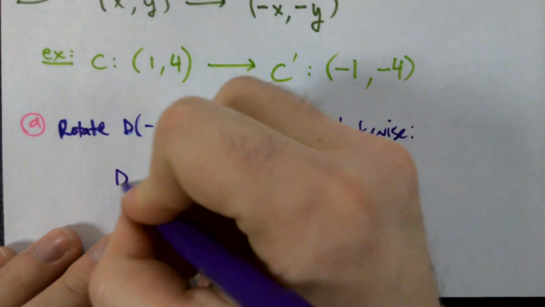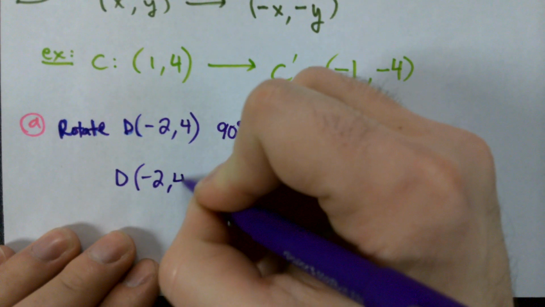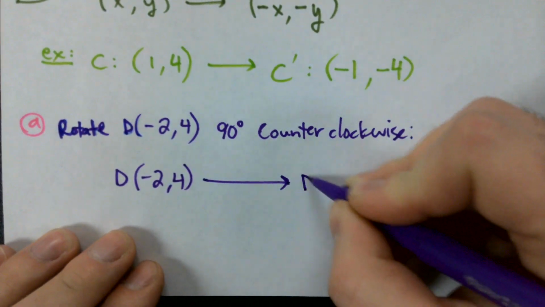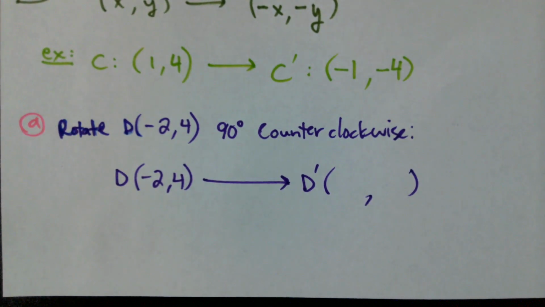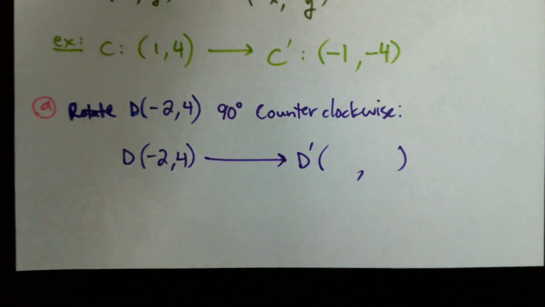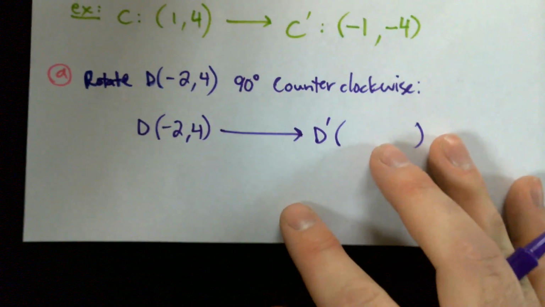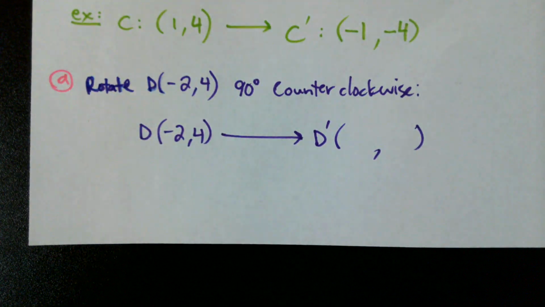I'm going to set this up just like we did before. D is negative 2, 4. We're going to use some rule to get some coordinates of D prime. So take a second. Find the rule that you need to use. Try and apply that rule on your own, and we'll see how well we do. Take 60 seconds, and then we'll talk about it.